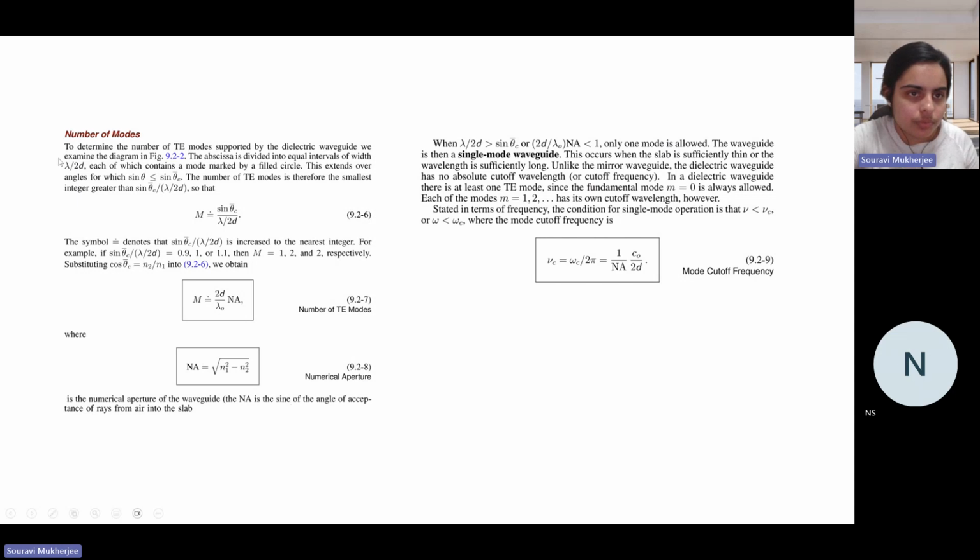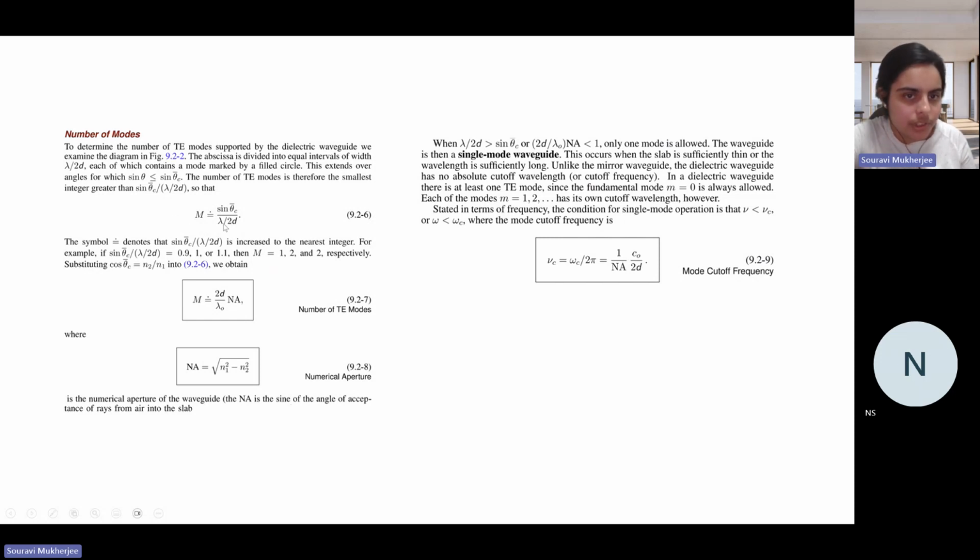So now again, we use the relation that sine theta should be less than or equal to sine theta c. That limits your angles theta so they can extend only up to the critical angle complement. If you do that, it limits the number of modes that your waveguide can support, right? So this gives you the number of modes.